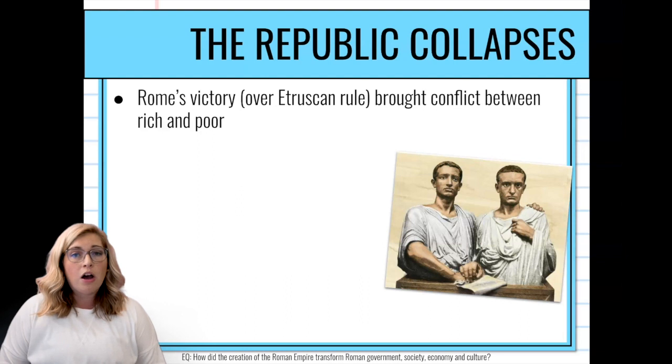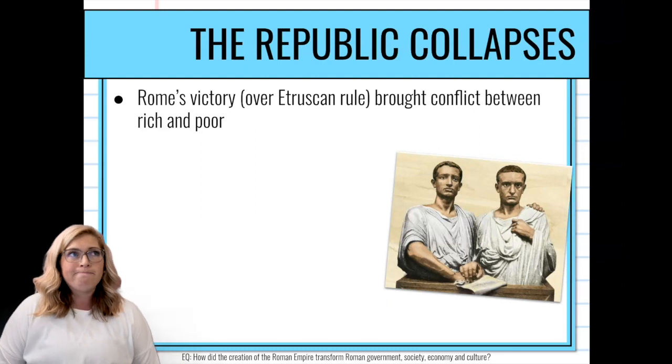Remember, Rome had conquered and taken over the Etruscans, and that victory brought conflict between the rich and the poor. We had a lot of wealthy landowners who kind of kick people off of their land. There are less wealthy people who owned land, and they just can't compete with these very wealthy people. They sell off their land, they're basically jobless and homeless, and so there's this huge gap between the rich and the poor.